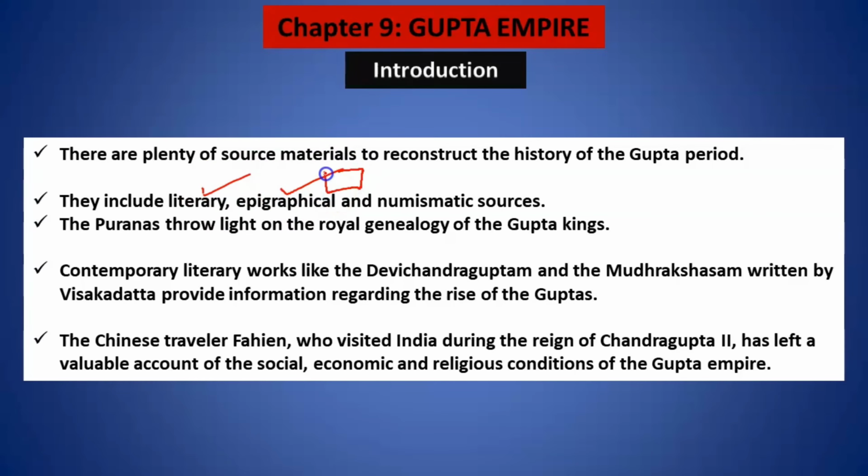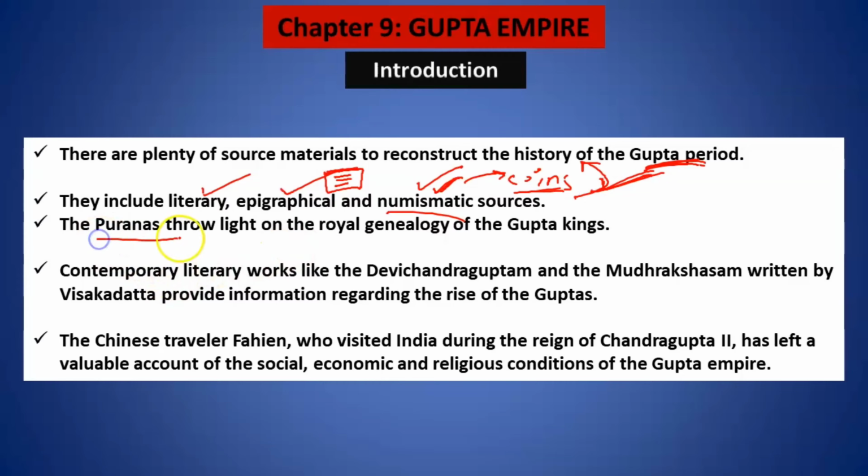Epigraphical means, as I have already discussed in the previous video, inscriptions embedded on stones or on pillars. And through various numismatic sources also. For those of you who do not know what numismatic is, it means the study of coins. During the Gupta period, we will see a tremendous amount of coins. बहुत सिक्के बनाए जाएंगे पर्याप्त मात्रा में गुप्ता पीरियड में. And from that also we will come to know about the history of the Gupta period.